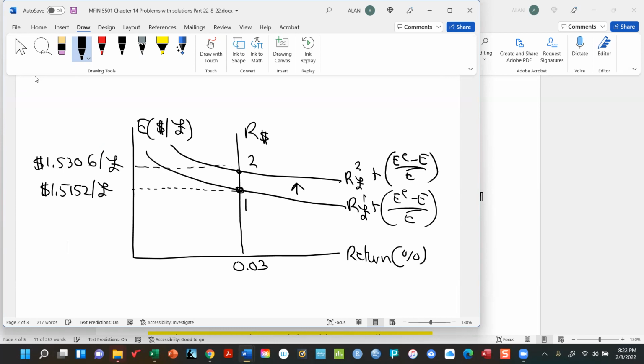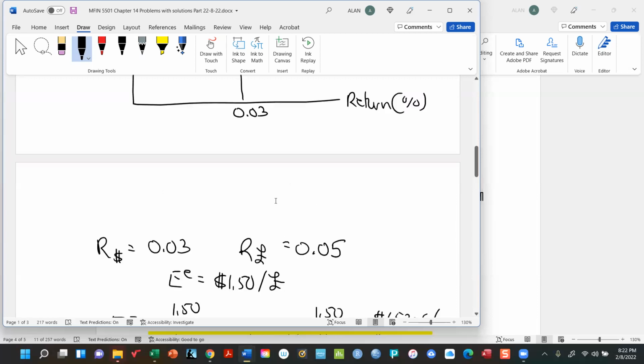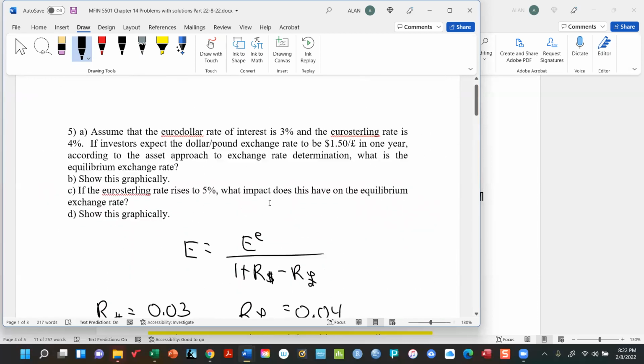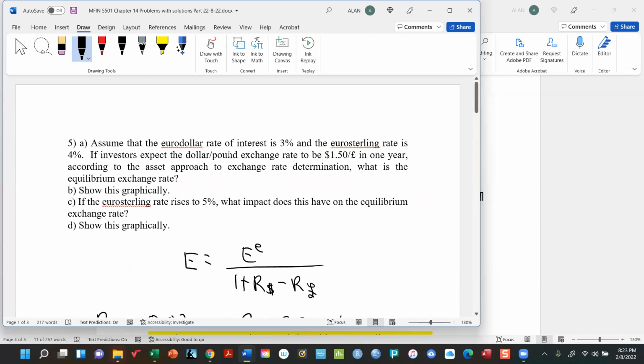That's the whole problem. We started out with an equilibrium exchange rate of 1.5152. After English interest rates went up, the dollar got weaker because people are more likely to buy pounds now or invest in pounds. So therefore, the curve shifts up for the foreign rate of interest or rate of return, and we end up with our new result. All right. Now, all 3 of these questions are exactly the same, by the way. It's just they all have different numbers.